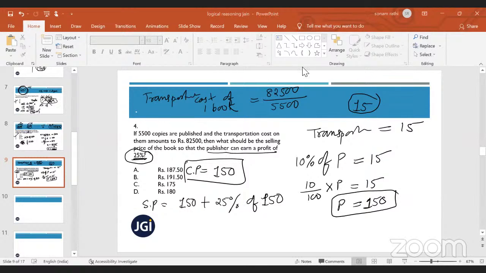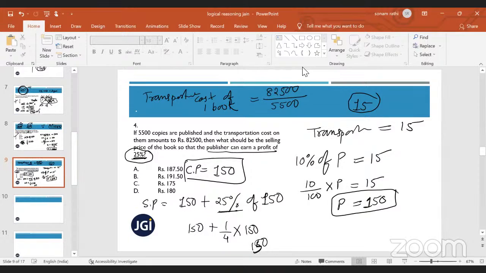Yes, extra 25%. So 25%, I told you, is 1 by 4. So 150 plus 1 by 4 of 150. So 1 by 4 of 150 is how much? 37.5. 150 plus 37.5. A is the correct answer, right? Yes. Everyone is giving me the correct answer. Correct answer is A.